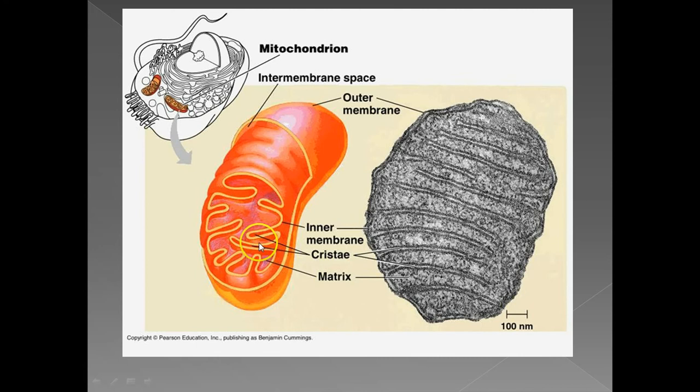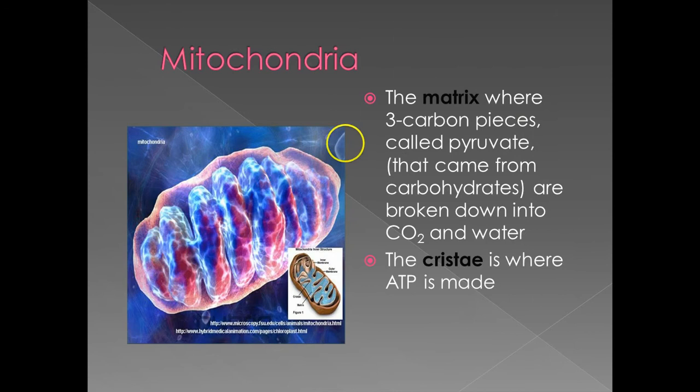The folds, which are membrane folds, that you see here, those are called the cristae, and that's another important part of cellular respiration. But back to the matrix. This is where 3 carbon pieces called pyruvate that came from carbohydrates are broken down into carbon dioxide and water. The cristae is where the ATP is actually formed. So in the liquid matrix in between the folds, that's where you have further breaking down. And then in the cristae, which are the folds, that's where you have the ATP production.